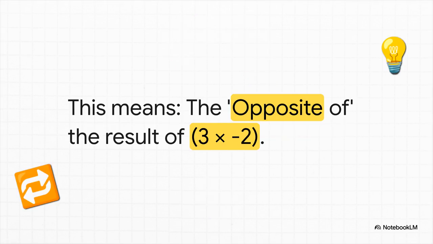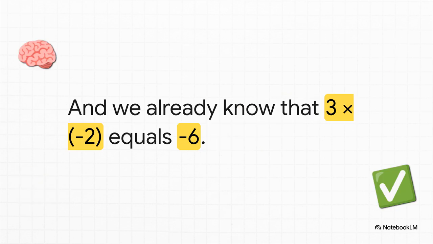So, let's translate this equation using our new rule. That first negative sign, the one on the 3, it's not just a part of the number, it's a command. It's telling us to find the opposite of whatever comes after it. And what comes after it? The equation 3 times negative 2. But hang on a second. Wait a minute. We've already solved that part, remember? Just a minute ago, we figured out that 3 times negative 2, which is just adding negative 2 3 times, equals negative 6. We already know the answer to the part in the parentheses.